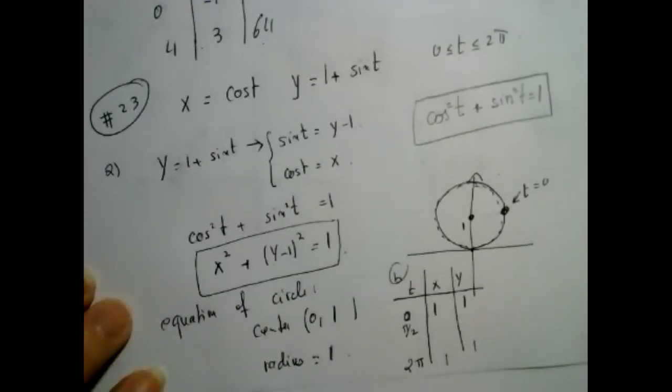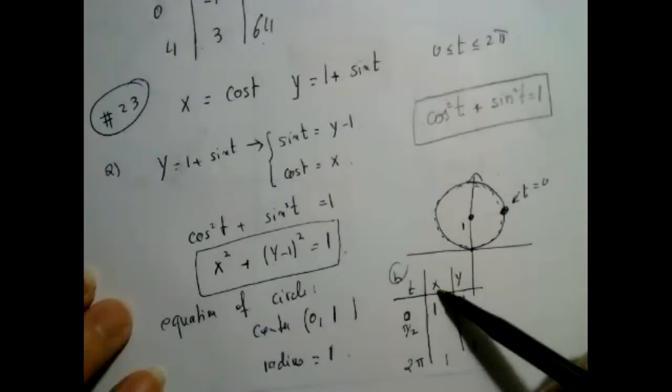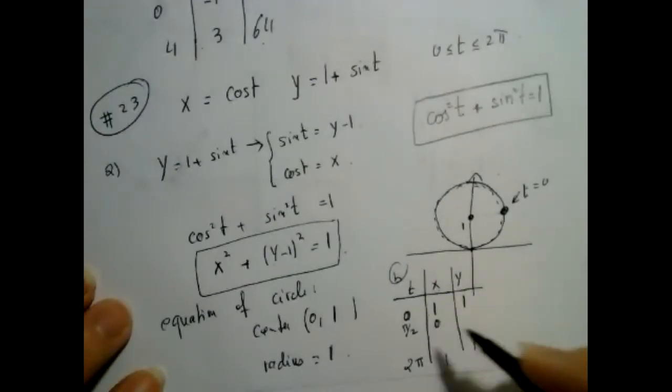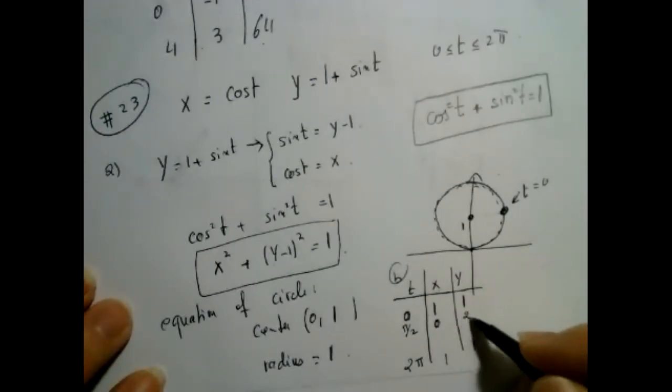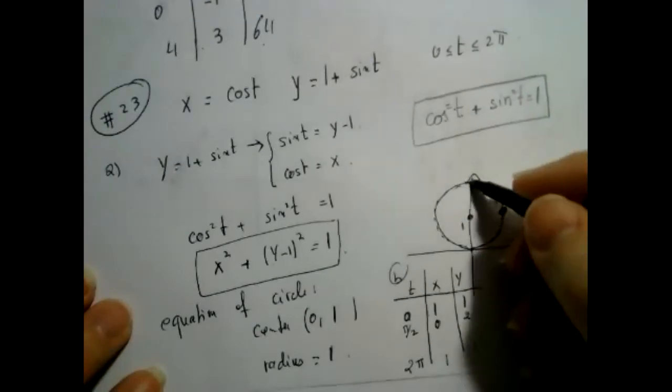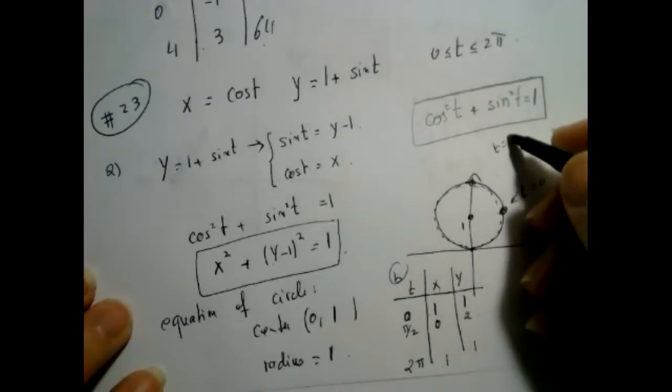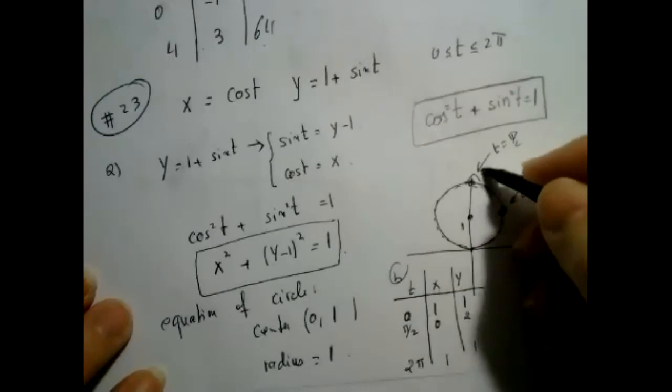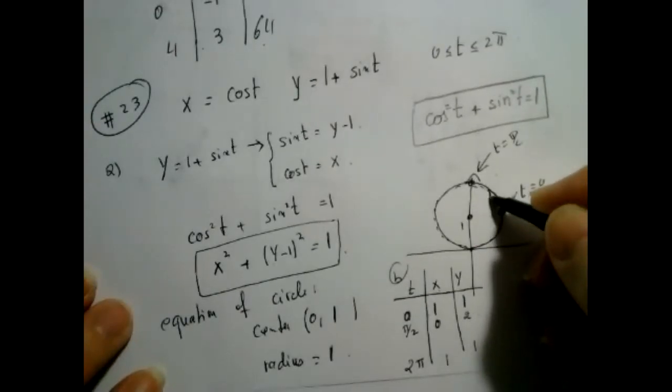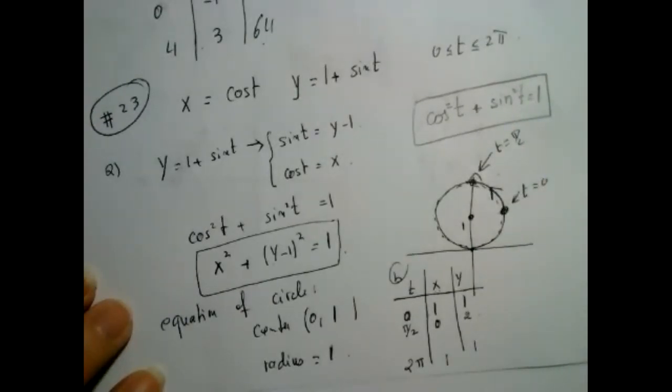Let me try pi over 2, for example. At pi over 2, the cosine is a 0. 1 plus the sine, which will give me a 2. So I am right here. So we're moving this way.